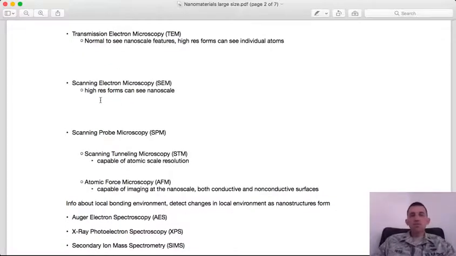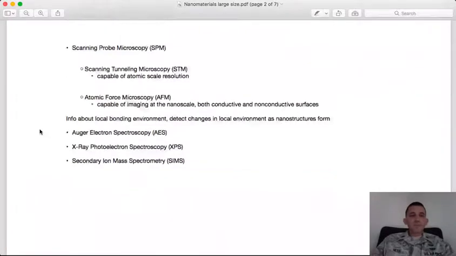Scanning electron microscopy makes use of a similar phenomenon. The electrons are not accelerated to quite the same velocities, and so the resolution isn't quite as good. You can't see individual atoms, but you can see at the nanoscale, especially in the more high resolution forms of SEM, say higher acceleration velocities, lower wavelength electrons. Scanning probe microscopies have a similar dynamic in that they can see at the atomic scale if the resolution is high enough.